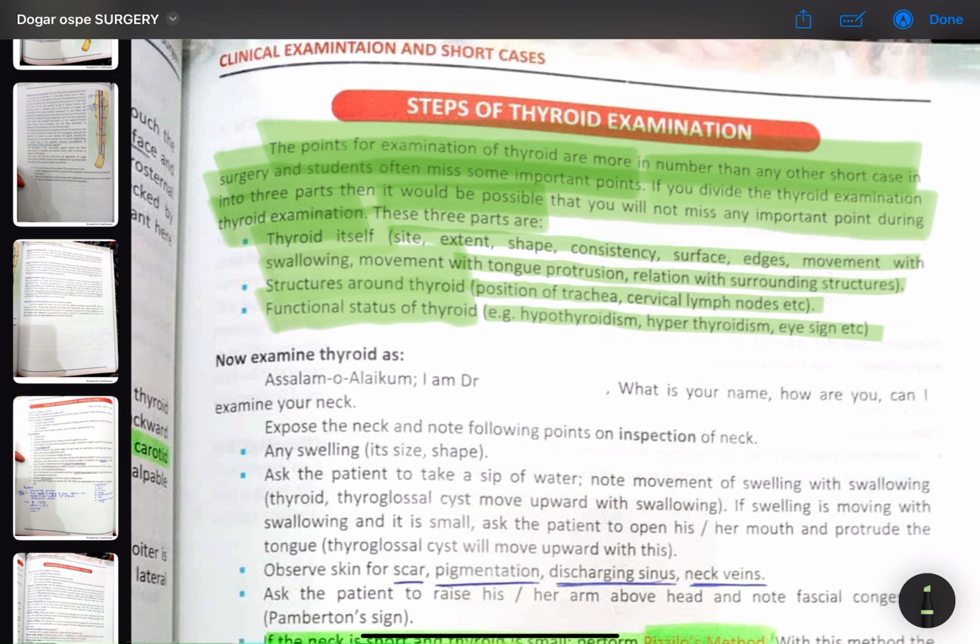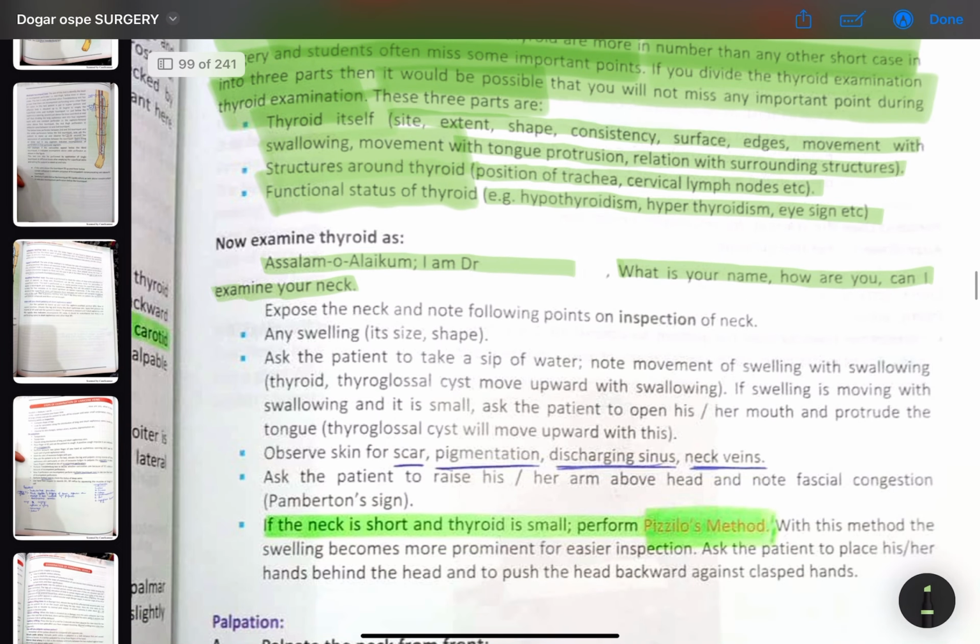Now how you will examine the thyroid, the different steps are that first of all you have to do the greetings, then introduce yourself, then introduce the patient, and then take the consent. So this is the greeting, that is, Assalamu alaikum, I am Dr. Rish, what is your name, how are you, and can I examine your neck? Okay.